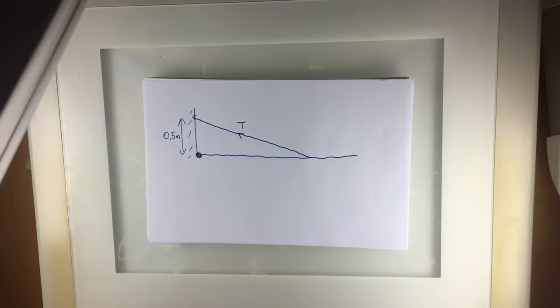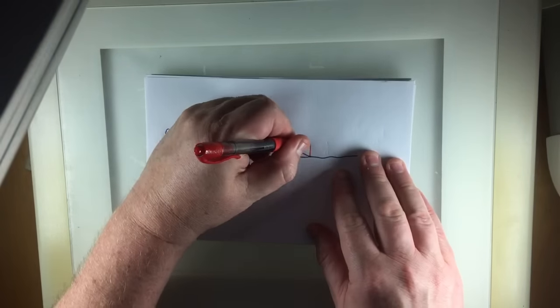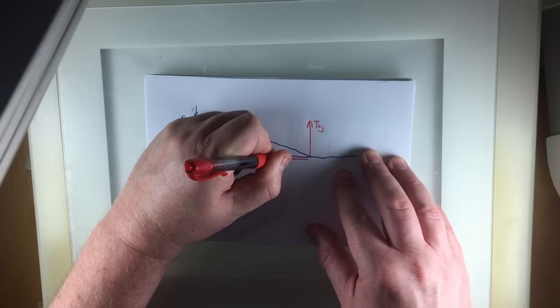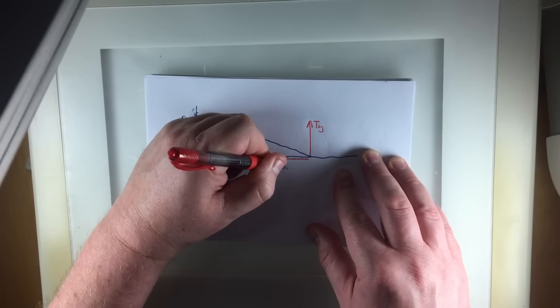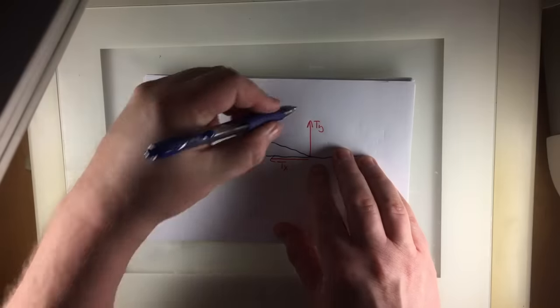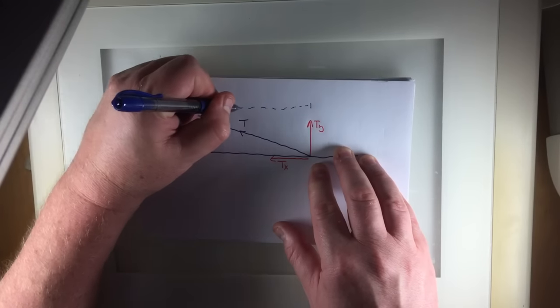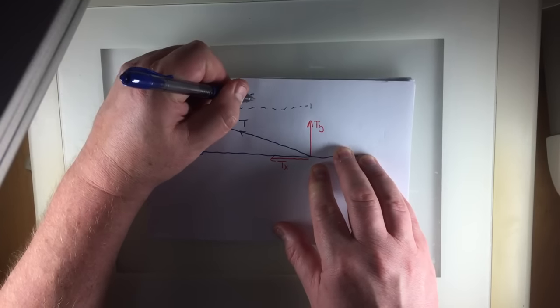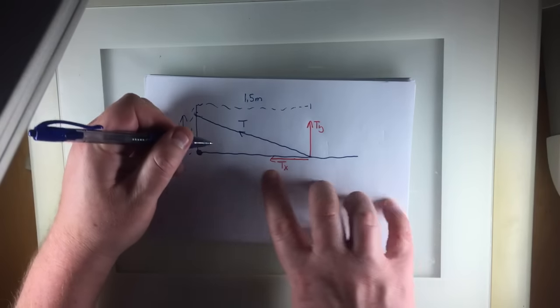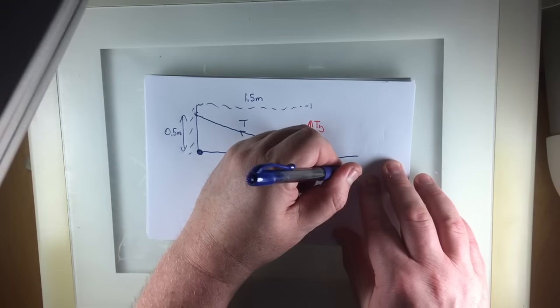Now the distance from there to there is 0.5 meters. Now the tension on that string is up and to the left. There's going to be a tension in the Y at that location, and then a tension in the X in that location. The distance, 1.5 meters, that's 0.5. This whole distance is 2.